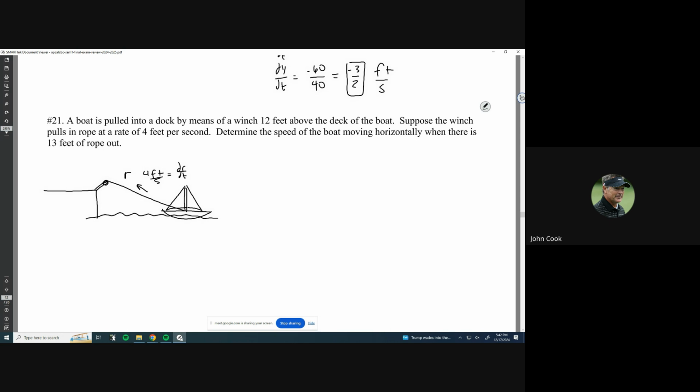And then it says that the winch is fixed at 12 feet above the deck of the boat. So like above the deck of the boat's here. So that means that it's going to make 12 feet here. So this looks like another right triangle. That length is fixed at 12.